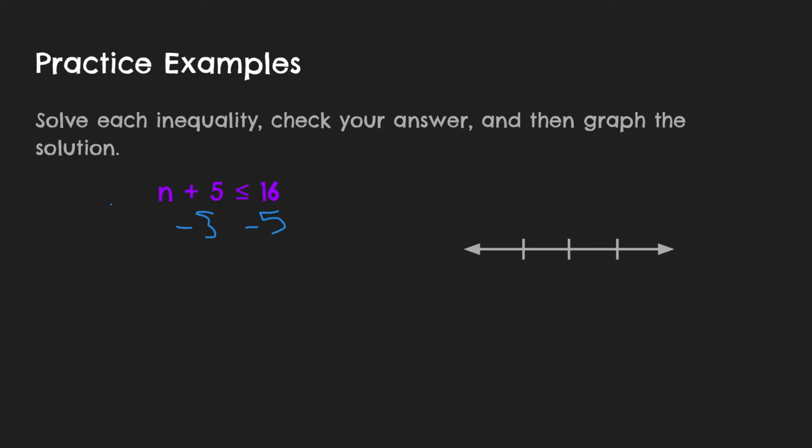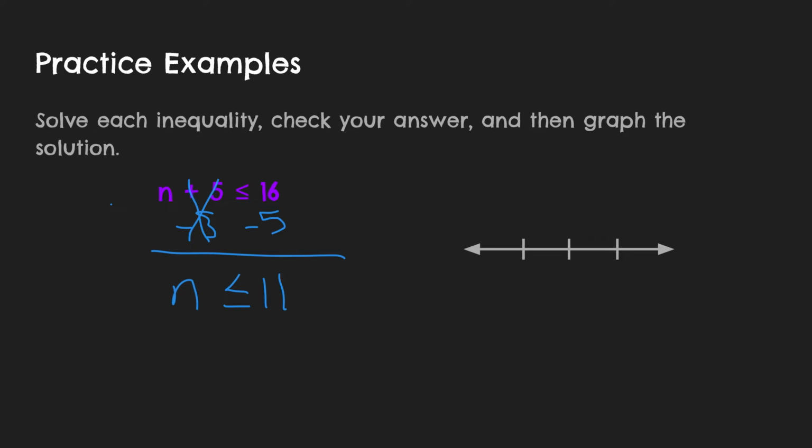That is the worst 5 ever. So that's going to leave n on this side because these two cancel out. And then we're going to do 16 minus 5. That equals 11. And our sign stays the same. We didn't multiply or divide by a negative, so it's just going to come straight down. So then we would say n, remember we read kind of from the variable, so we're saying n is less than or equal to 11.